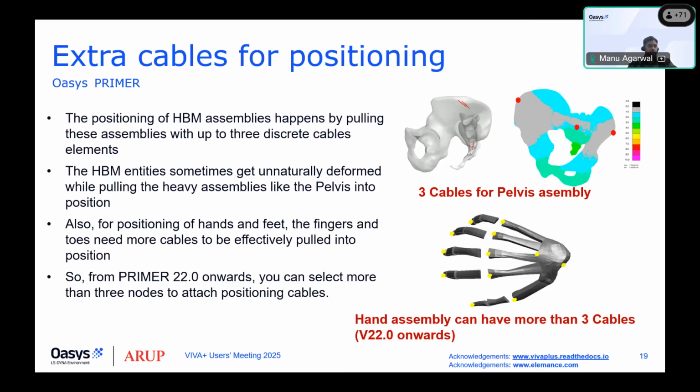But it had been observed that some of the HBM entities sometimes get unnaturally deformed while pulling heavy assemblies like the pelvis. In the case of the hands and the feet, the fingers and the toes would also need more cables to be effectively positioned. So we have now given a way to attach more than 3 nodes to attach positioning cables while performing the positioning setup. And these positioning trees can be customized for you if you need it for a specific purpose of positioning simulations.